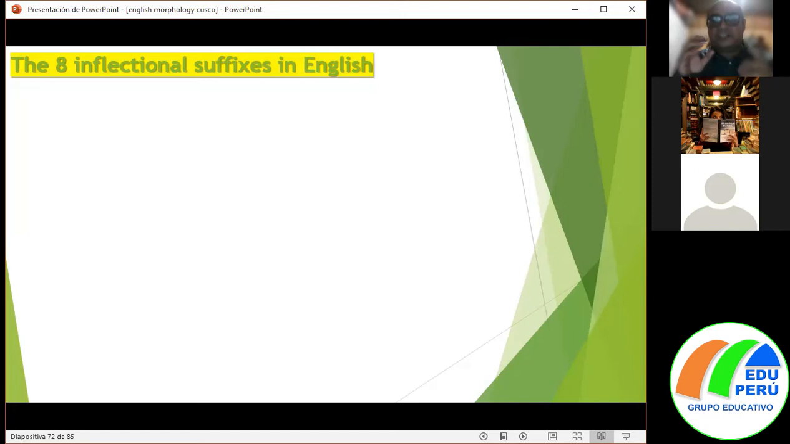Now, we are going to analyze these 8 inflectional suffixes. Remember, these are inflectional suffixes, and at the same time, these are inflectional morphemes.